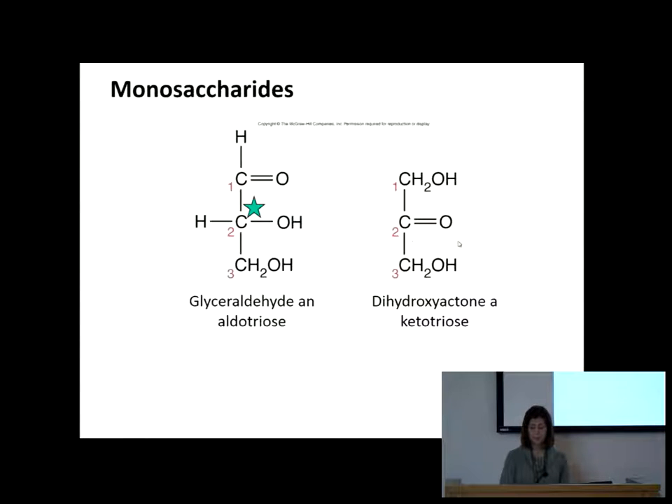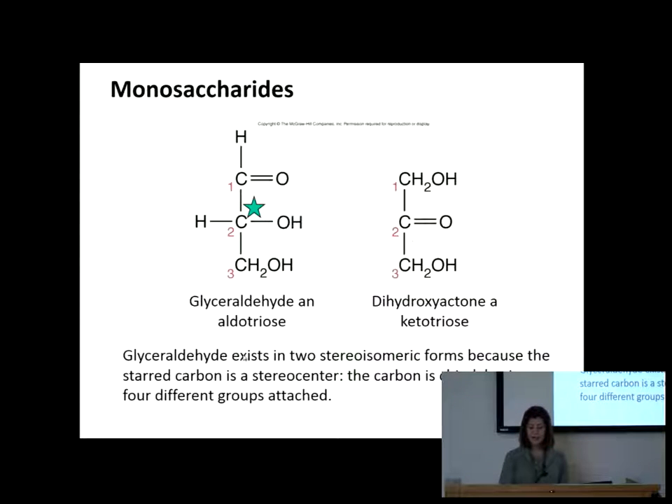Not too bad, right? So at this point, I would expect you to be able to classify not by the specific name, but by the classification name. So glyceraldehyde has 2 stereoisomer forms because this carbon number 2 is a stereocenter, with 4 different groups attached.